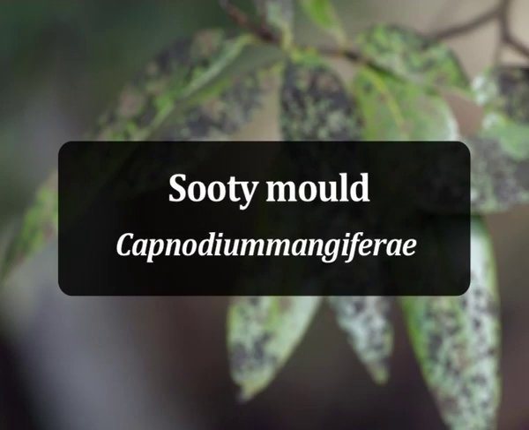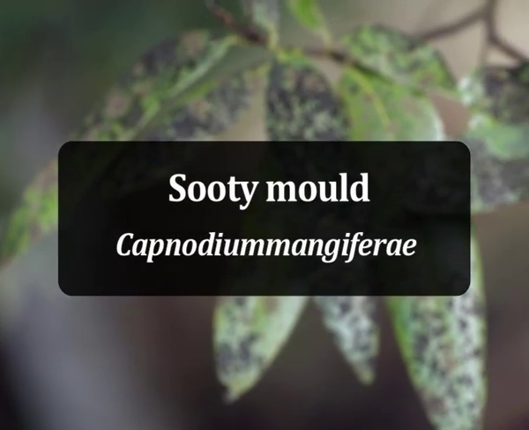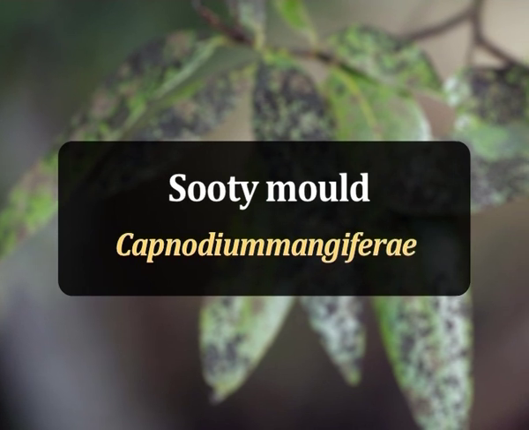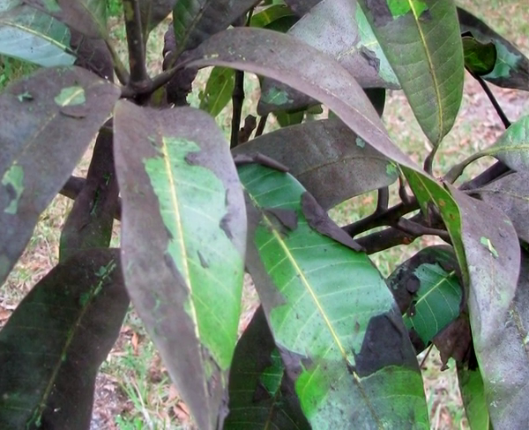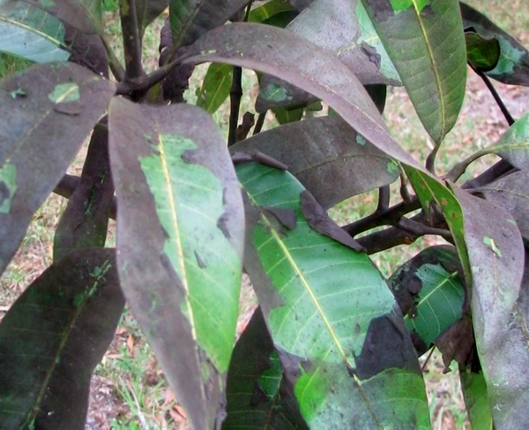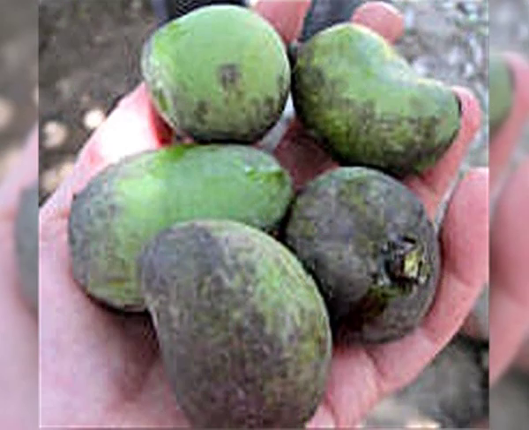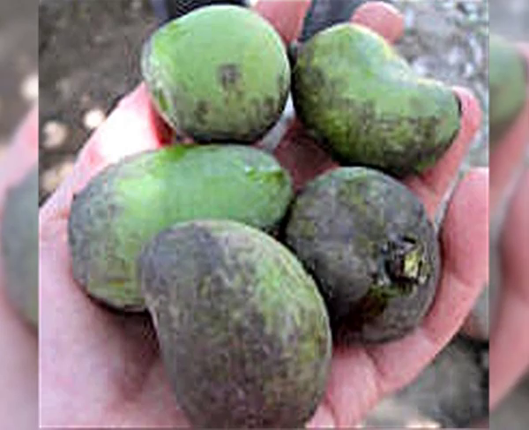Next important disease is the sooty mold. The causal organism is Capnodium mangiferae. Now coming to the symptoms of sooty mold. It is very common wherever honeydew secreting insects, that is mango hopper, scales, coccids and mealybugs, are found. A black, velvety, thin membranous covering on leaves, stems and fruits are the symptoms.